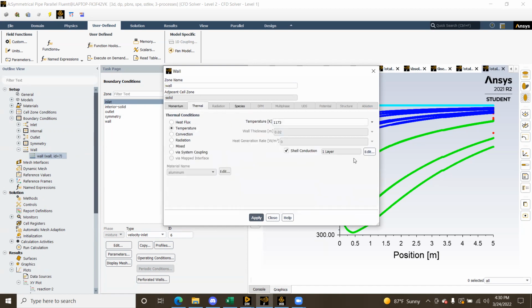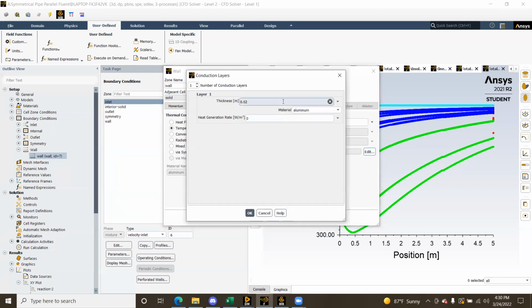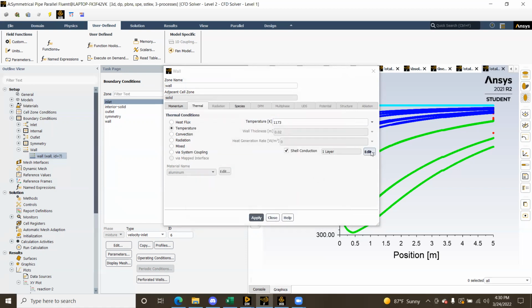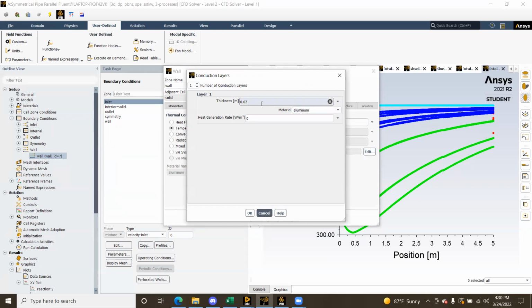But for the thermal conditions, and I think that this is probably really important and another place that we could refine, I set the temperature to 1,173 degrees Kelvin, which is supposed to be around the temperature that these things tend to operate at. And then I set it for a shell conduction with 1 layer and a thickness of 0.02 meters. So this is one thing that we might want to look into changing. I mean, the wall thickness is something that we could easily find online.